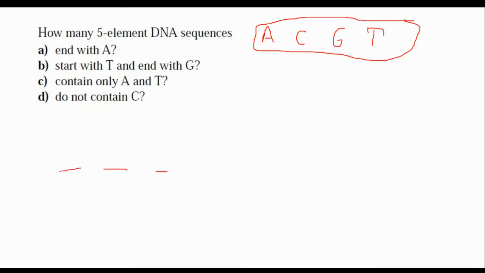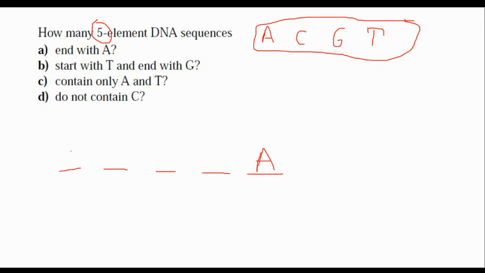So we have 4 possibilities for 4 different positions, or no, here we have 5 elements. So we have 5 positions. Now, how many of 5-element DNA sequences we can have which end with A? It means that only one of them. So this one is fixed. There is no other choices. So what are the possibilities I have?